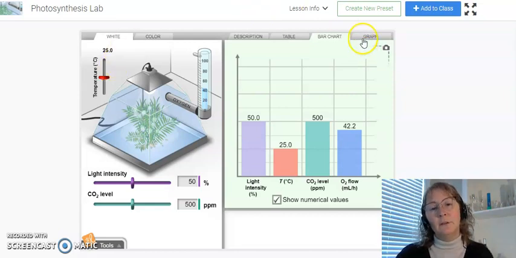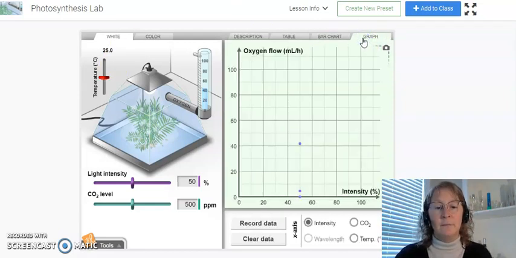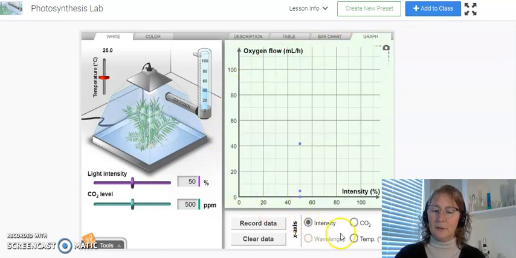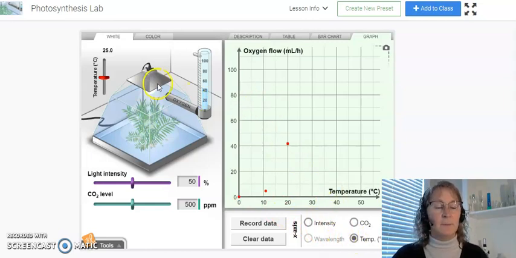Or you could use the graph and collect your data in this manner. One thing I want to make sure that you are aware of, if you're doing temperature, you have to switch it over to temperature. I made that mistake a few times myself. Okay, let's start with temperature down at the bottom. Record some data. Raise the temperature a little bit. You determine the values you want to measure.